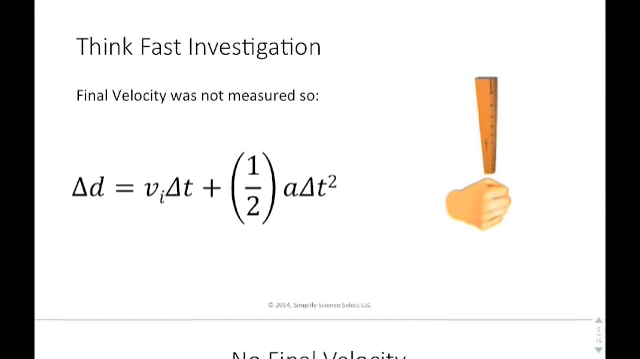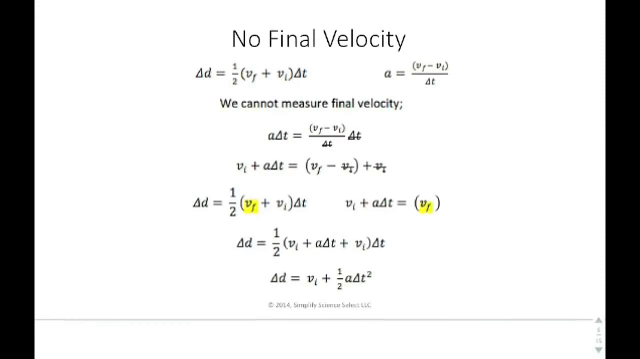We also looked at this particular equation. It's delta D is equal to VIT plus 1/2 AT squared. This is an equation that doesn't have final velocity in it. Our two previous equations both had final velocity in them. Here's where it comes from.